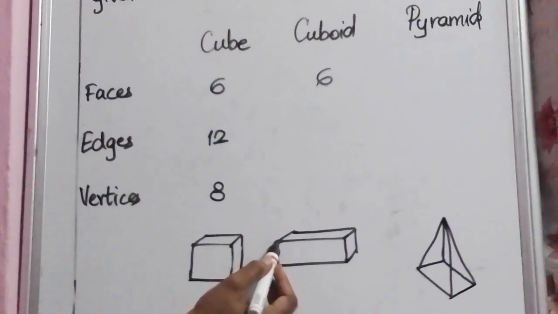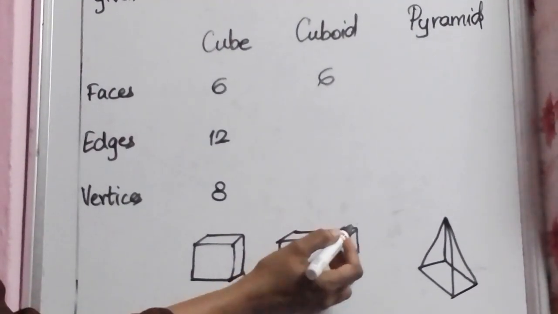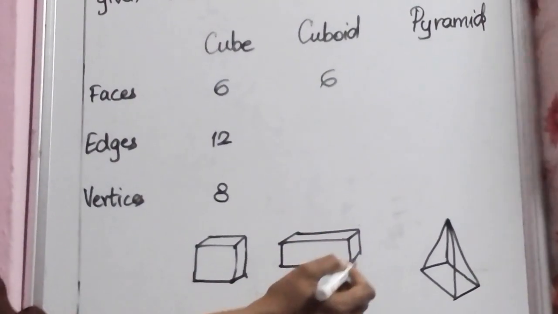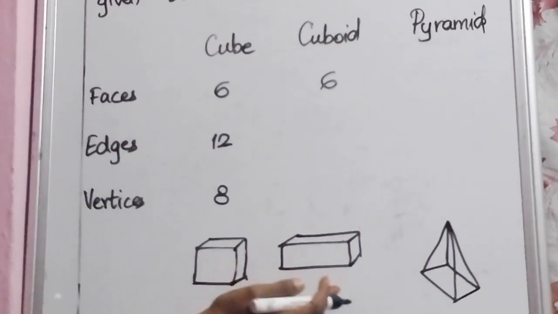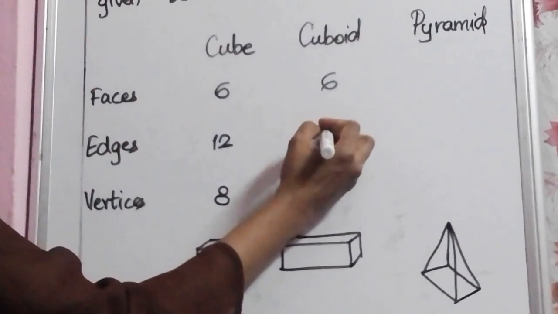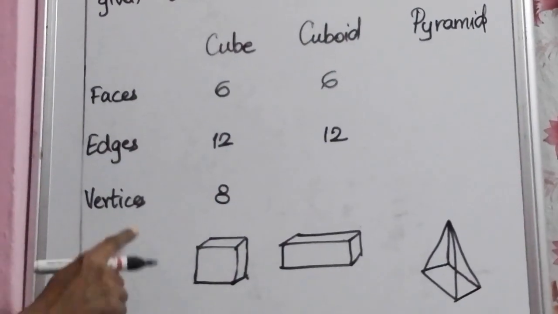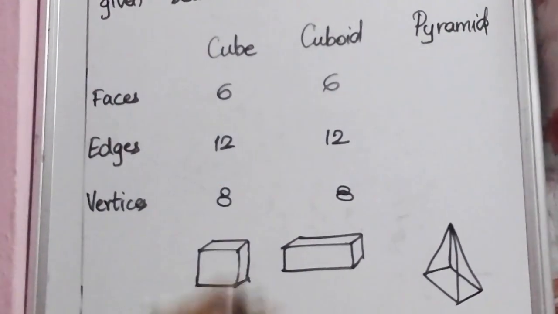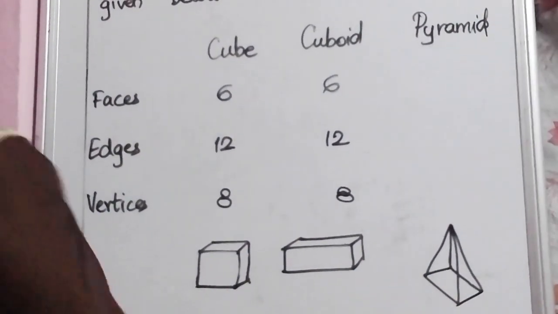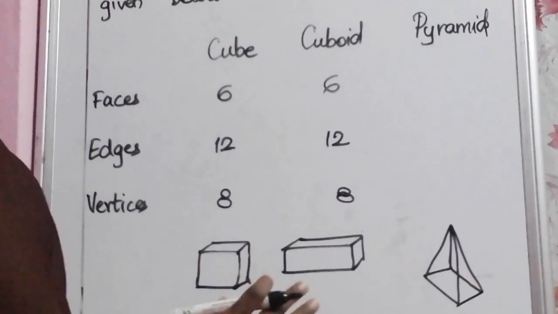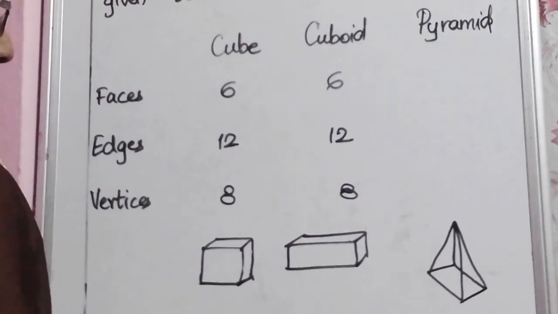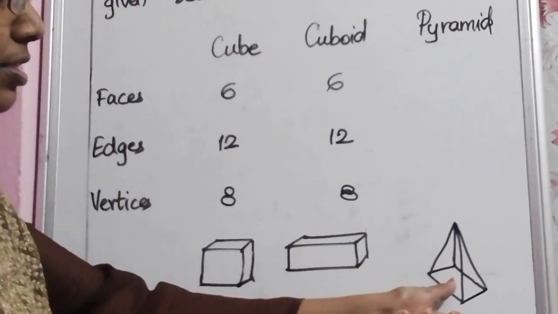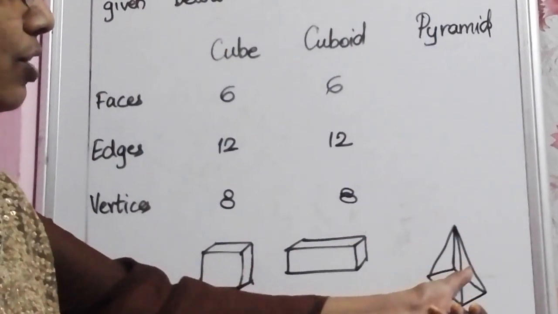Now let us count the edges. 1, 2, 3, 4. Sorry, 1, 2, 3, 4, 5, 6, 7, 8, 9. And the other part you have 3. So it is 12. Vertices are 8. Already we have checked this part. Now let us check for the pyramid. How many faces are there? This is a triangle which is up and the base is like this. This is the base and this is a triangle.